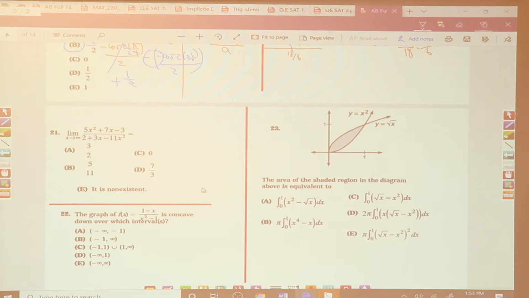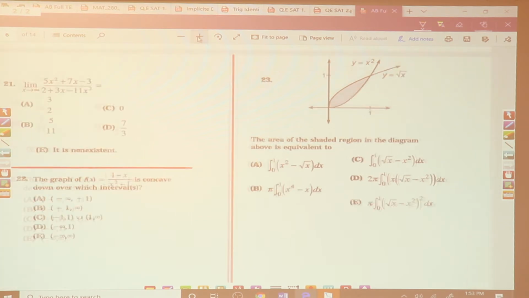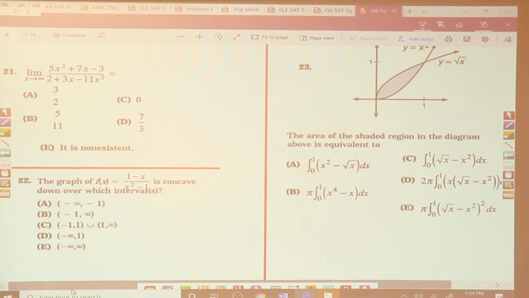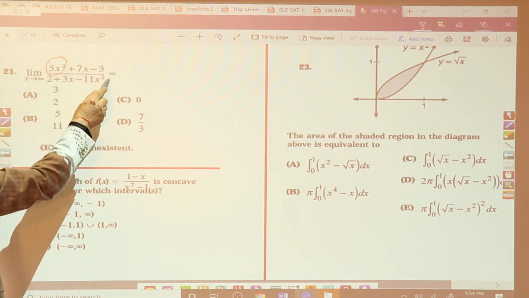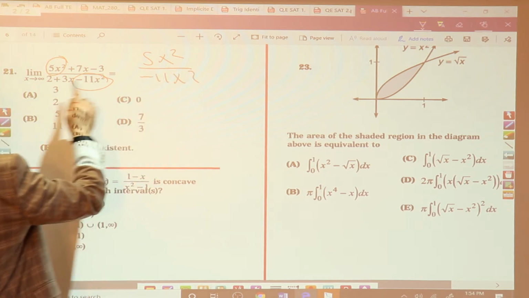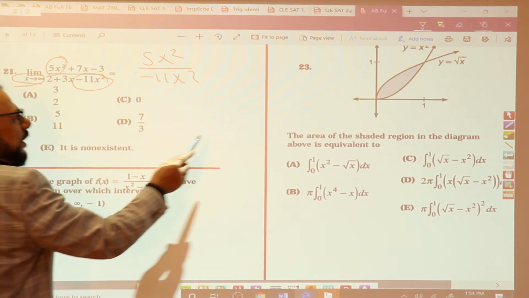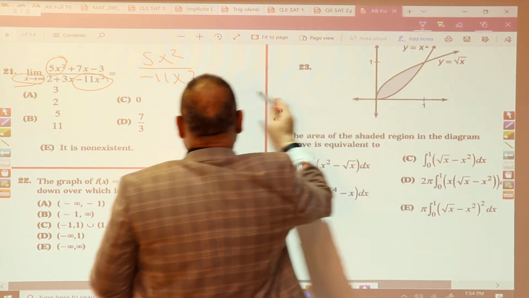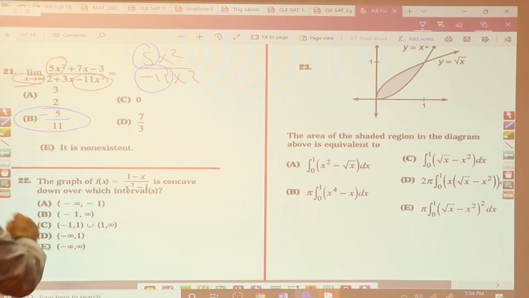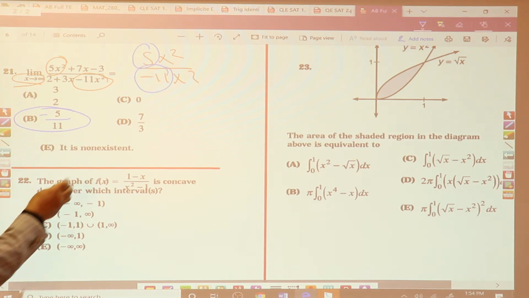Limit as x goes to infinity, let us go to 21, 22, 23. I'm going to give you shortcuts very quickly for the test. The denominator and the numerator have the same degree. You see this guy and this guy are the same. Just write both these two guys only: 5x squared over negative 11x squared. Since he wants the limit as x goes to infinity, we focus on the coefficients because they have the same degree. Then negative 5 over 11, since we have the same degree.